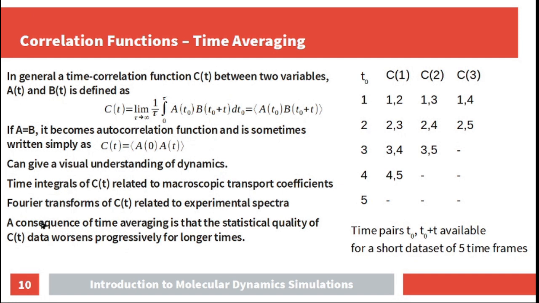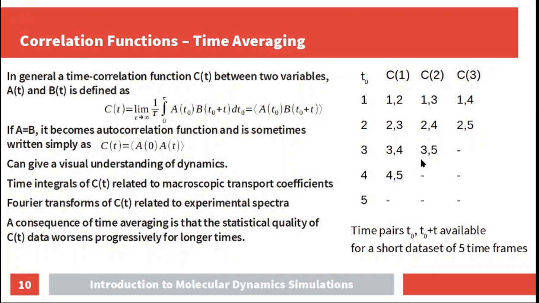And one last important point is to understand that a consequence of time averaging is that the statistical quality of C(t) data worsens progressively for longer times. What I mean is, initially when t equals 1 and you want to take time averaging, you had 4 different entries here and the averaging would be good.